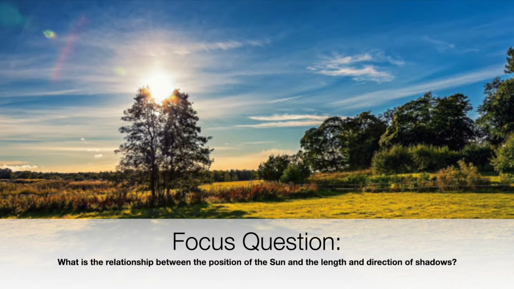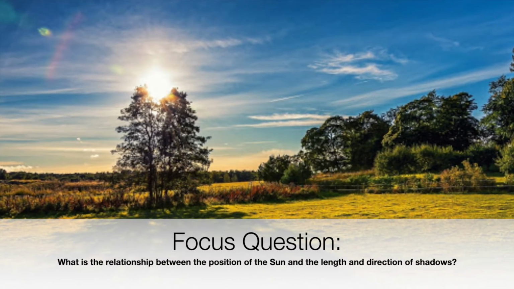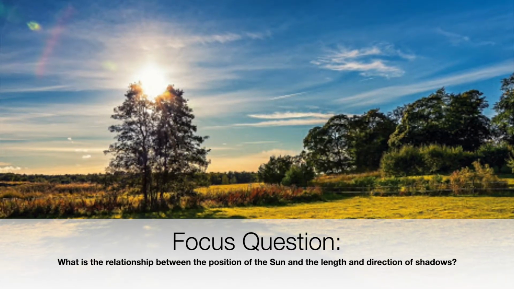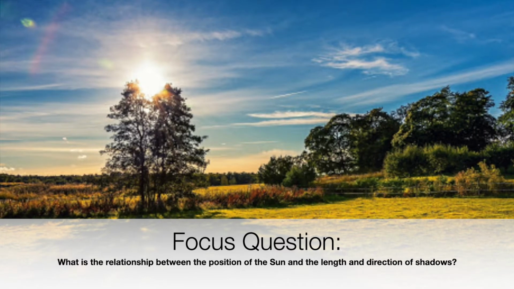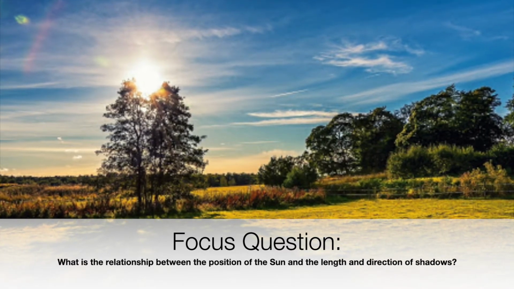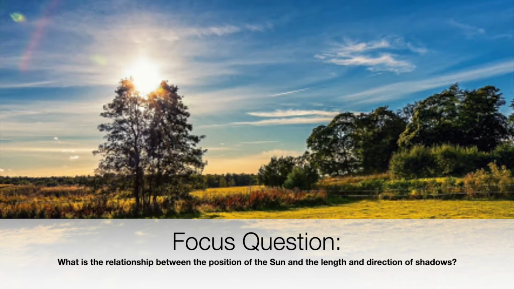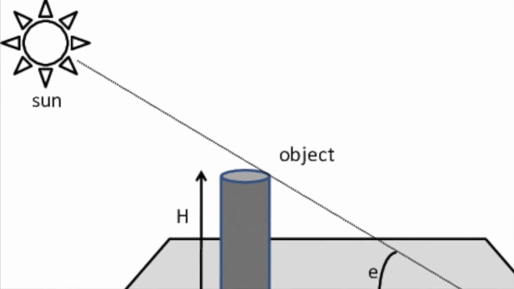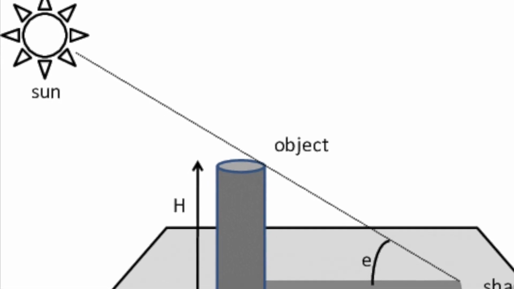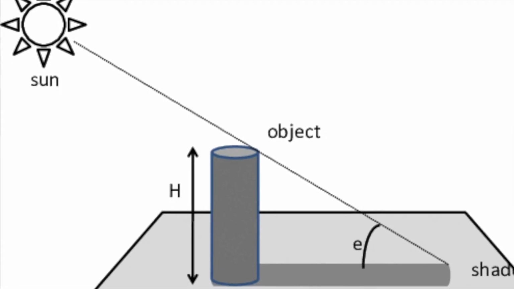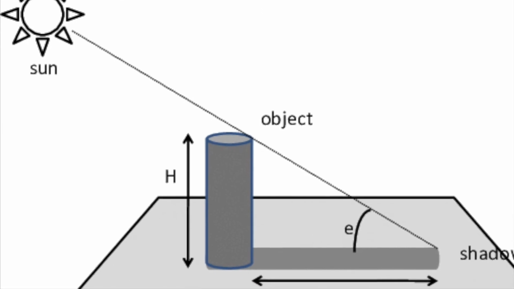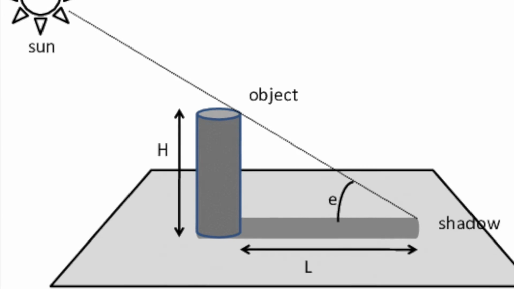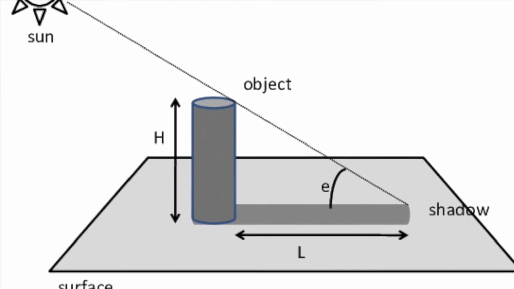Alright, now to go back to our focus question. What is the relationship between the position of the sun and the length and direction of shadows? From my observation, I noticed that shadows are longer in the early morning and late afternoon when the sun is lower in the sky. Shadow angles are evidence of a changing relationship between the position of the sun in the sky and objects that are on the ground.